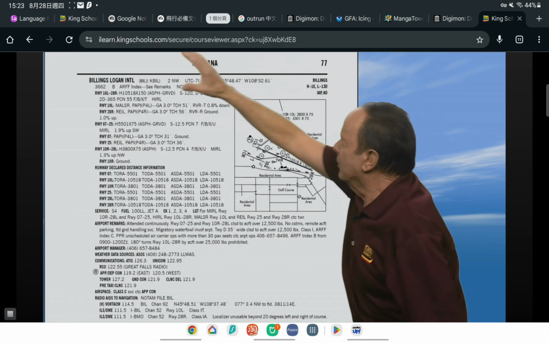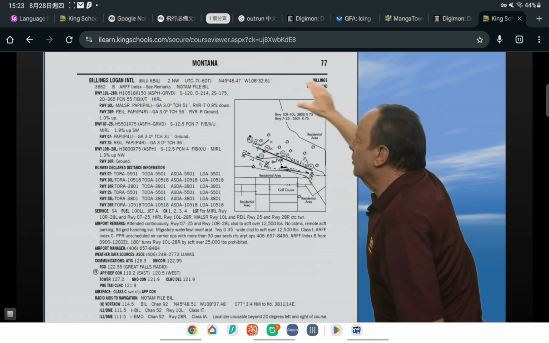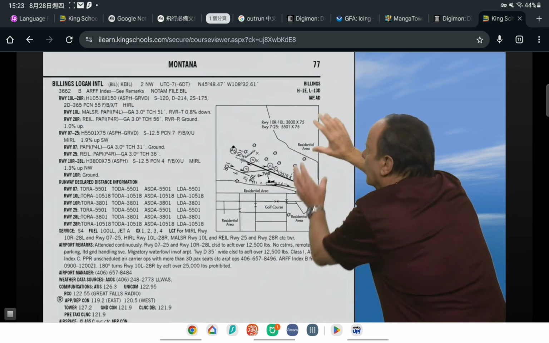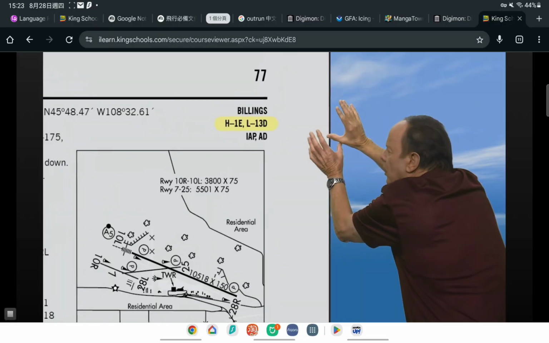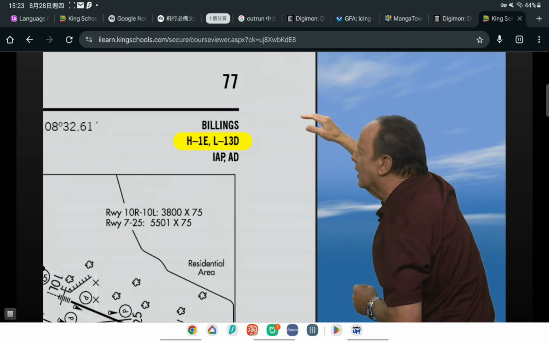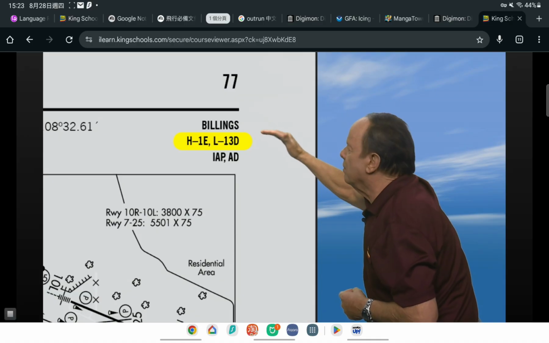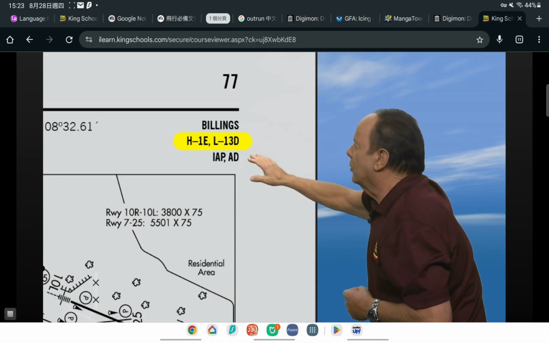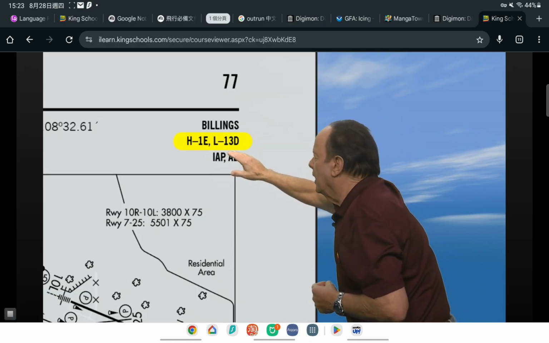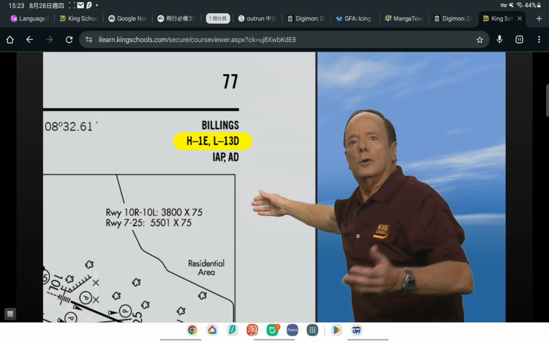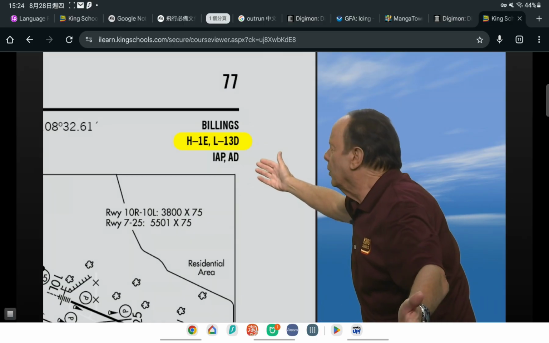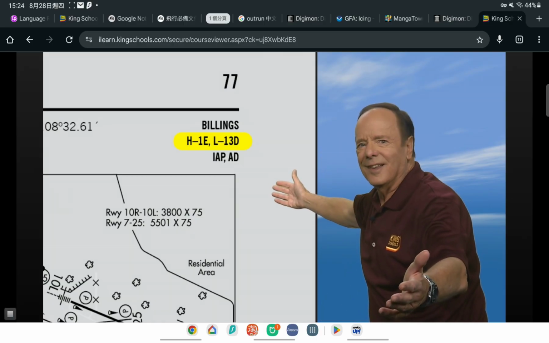This is Billings, Montana area and the Billings-Logan Airport. And if you look in the upper right corner up here where it says Billings, just beneath is a high altitude and low altitude appropriate charts that you would be using. In this case, for low altitude, you use L13, and for Billings-Logan Airport, you'd use panel D of low altitude chart 13.